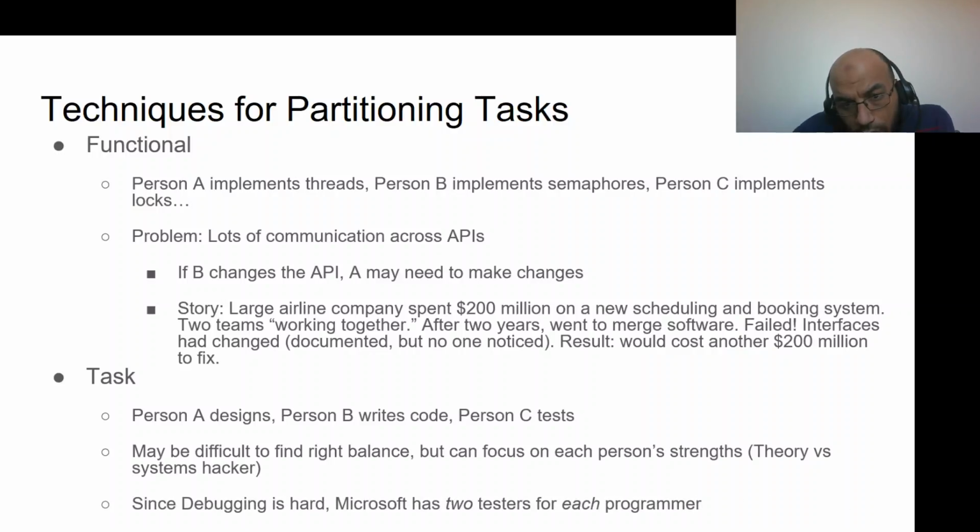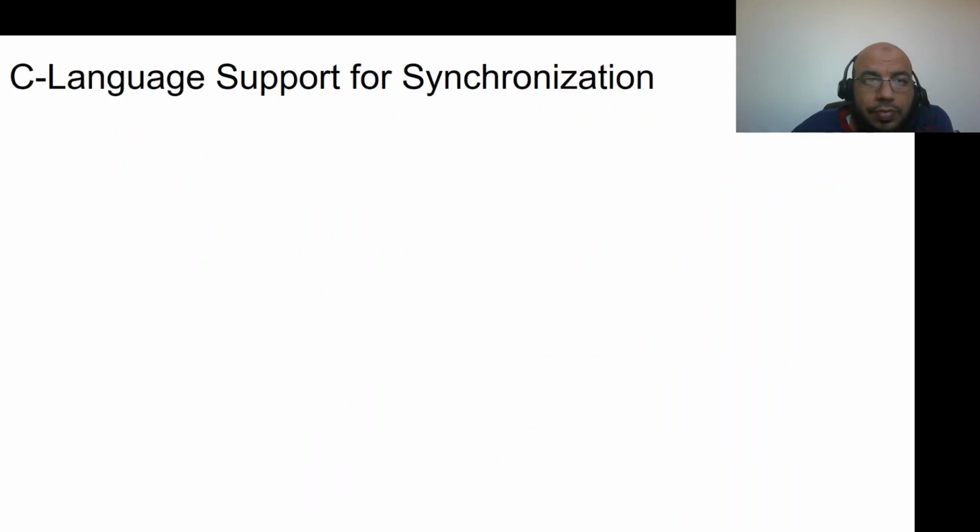As debugging is hard, people usually underestimate the amount of time they need to do testing and the amount of effort that is needed. But to give you an example, Microsoft has 2 testers for each programmer. So one person writing code, 2 people checking his code after him. So you get the idea.